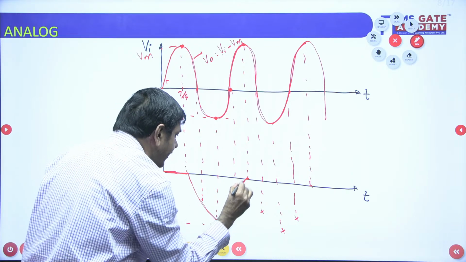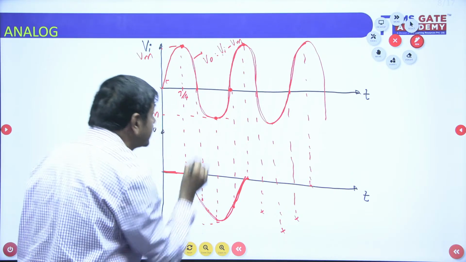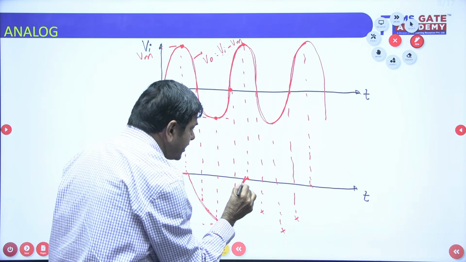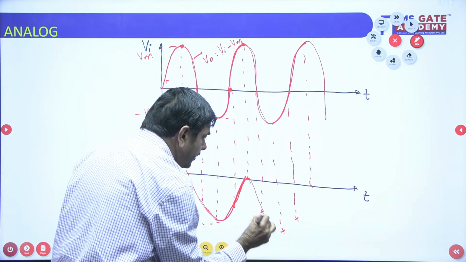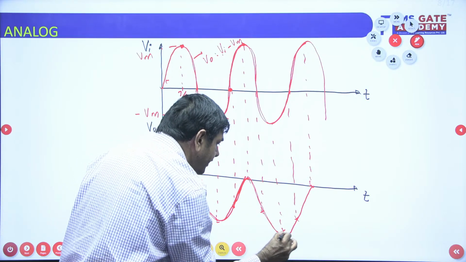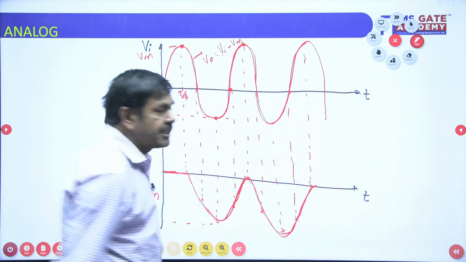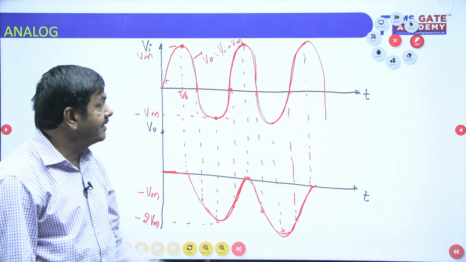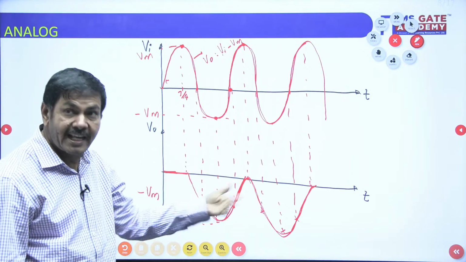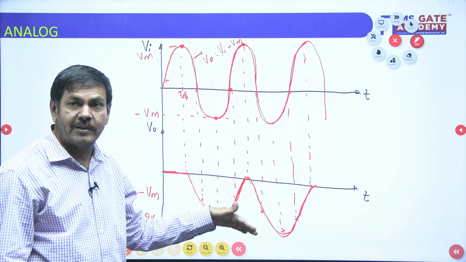By using graph sheet, if you plot exactly, you will get the same shape now. Again, from this point onwards, shifting here now. Like that, shifting will be done. This is the shape of the output possible by using negative clamping. The negative side is clamped.